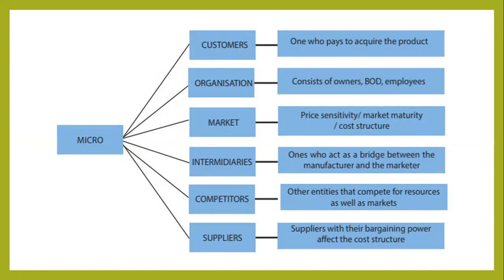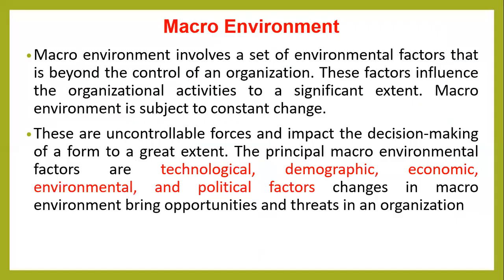Then you have competitors. The other entities that can compete for resources as well as market share are the competitors. Suppliers, with their bargaining power, can affect the cost structure of the market. So in that way, the micro environment can include all these factors. Which are the factors? Customers, organization, the market itself, intermediaries, competitors, and suppliers.